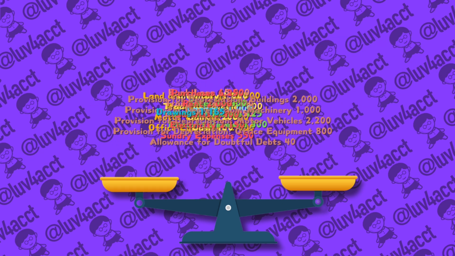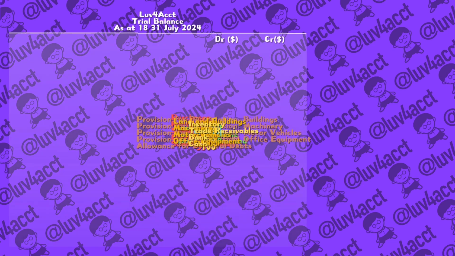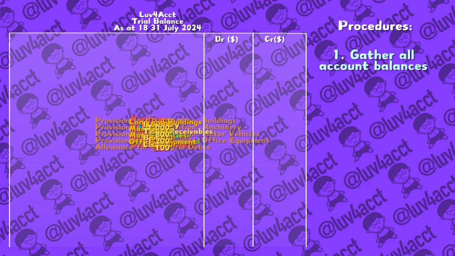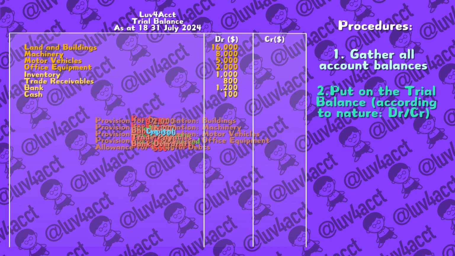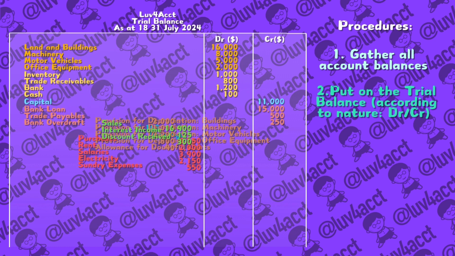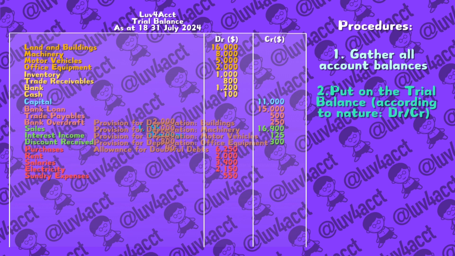Now, we will prepare the trial balance together. Step 1. We will gather all account balances at a certain point of time. Step 2. Put each item on the trial balance. Remember to put the amount on the debit side or the credit side according to the nature of the accounts. We will look deeper at this part later.